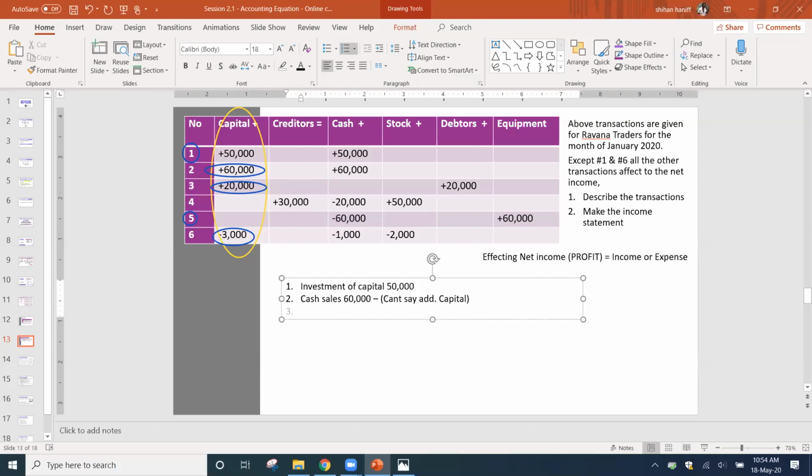In the third transaction, debtors increase, income increase. So this can be credit sales, 20,000. Third one is credit sales or income receivable.